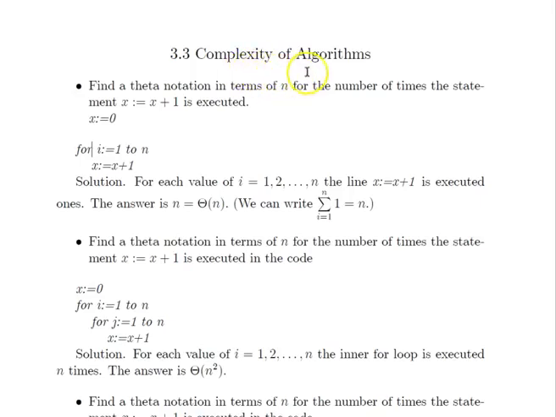Section 3.3 Complexity of Algorithms. In this problem, we are asked to find a theta notation in terms of n for the number of times the statement x equals x plus 1 is executed in these lines. x equals 0, for i from 1 to n, x equals x plus 1. Solution: for each value of i from 1 to n, the line x equals x plus 1 is executed once.